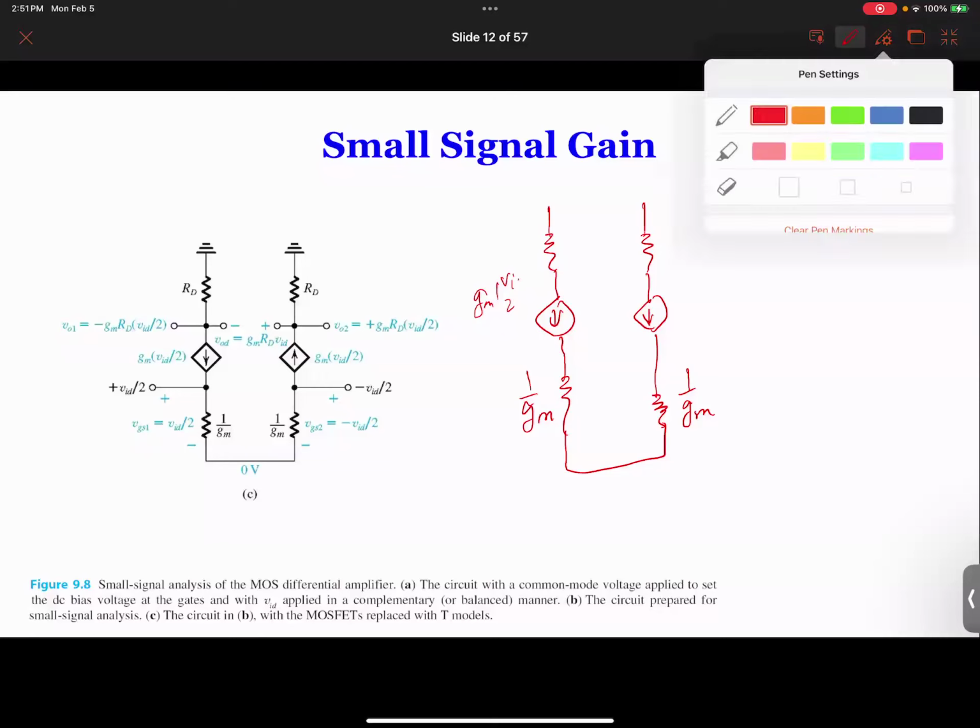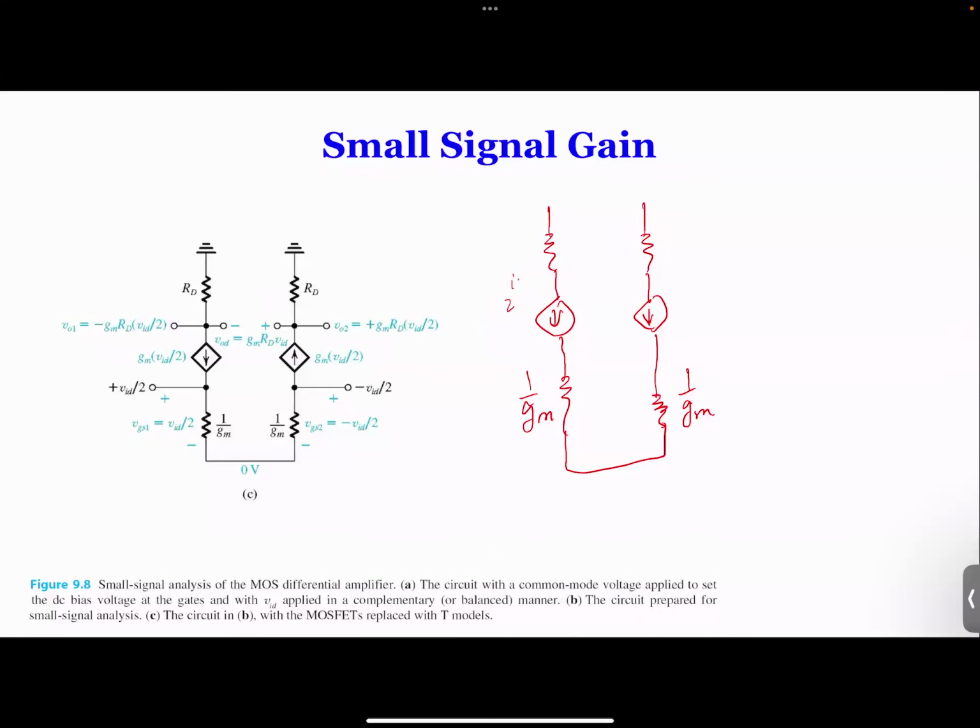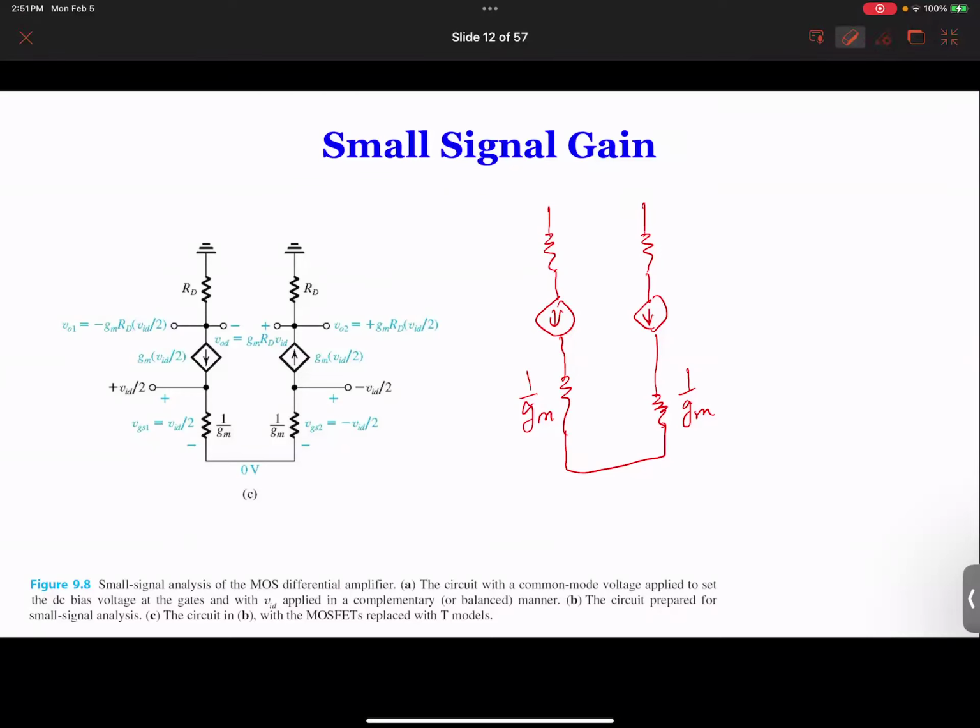This voltage is GM times VGS1, and this is GM times VGS2, and this is RD, this is RD, and this is the ground, and this is ground. And we have the input here, which is VID over 2, and the input over here is minus VID over 2.